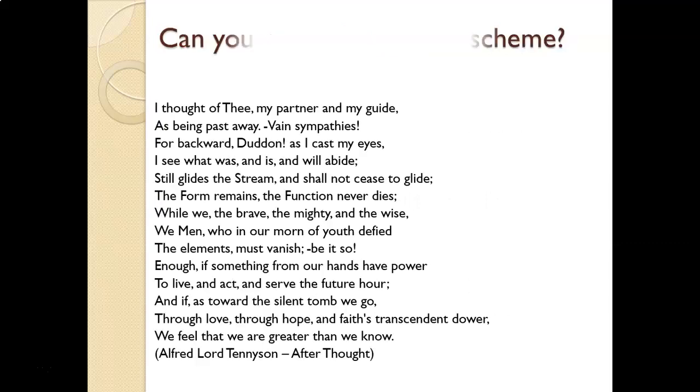Let's take an example of it. This is a poem from Tennyson. The poem goes like this: I thought of thee, my partner and my guide, as being passed away, vain sympathies. Now the first line ends at the word guide, the second line ends at the word sympathies, and they are not rhyming. So the first line will take a letter A, the second will take a letter B.